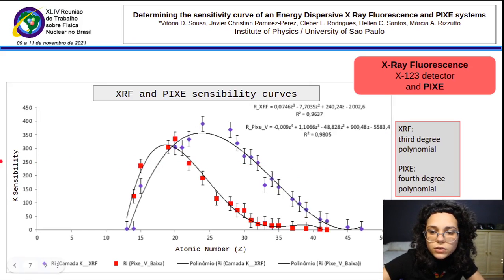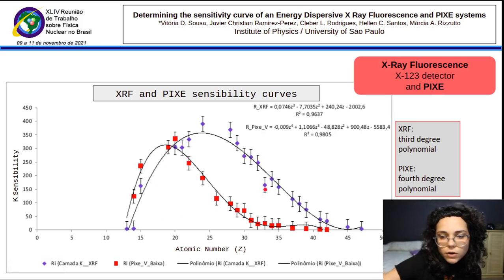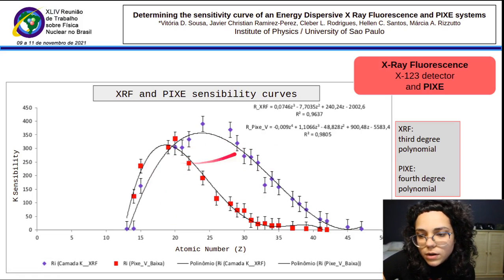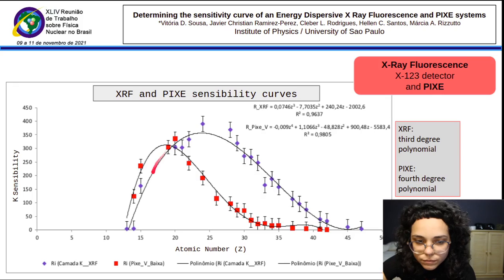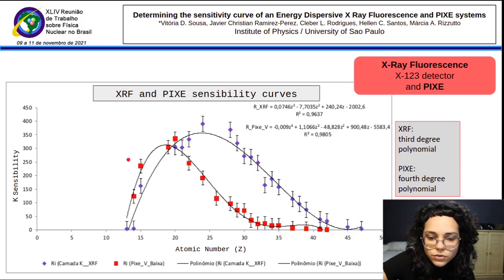And these are the results Javier found. The scale of the vertical axis is different, but we can see that the system's behavior is very similar to the previous one. Both of these also begin with small values and reach their maximum around z equal to 20. The X-ray fluorescence system, the blue points, also has a maximum between atomic numbers 20 and 30. And PIXE is a little bit shifted to the left, here having its maximum around 17.